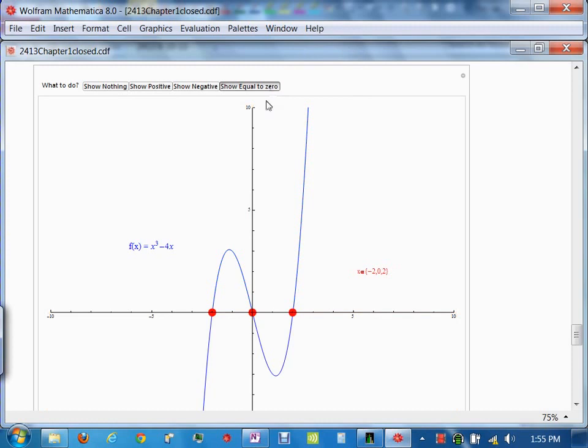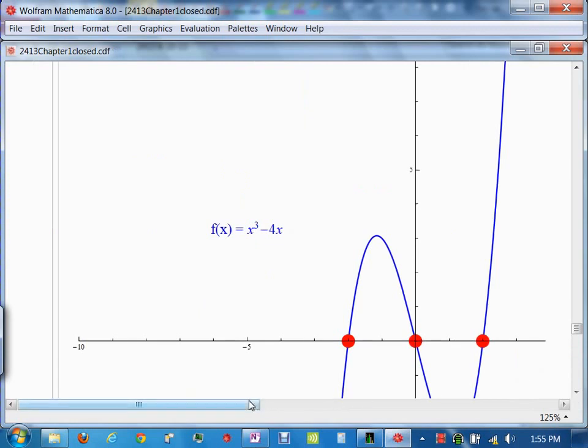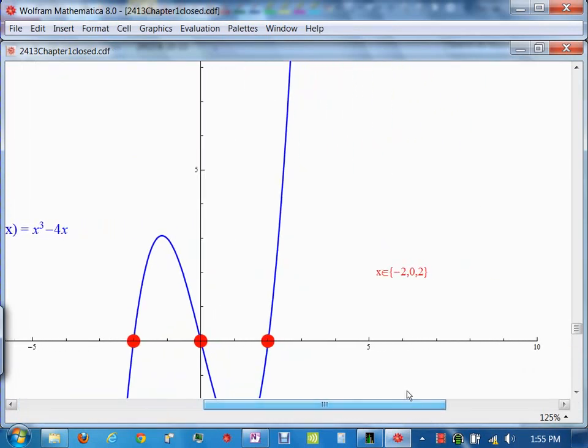Here's where it's equal to 0, at those 3 points. And I'm going to have to blow this up so we can see it. So what I put is x is an element of the brace. The first brace means a set of points, not an interval, a set of points. And the set is -2, 0, 2. Close the brace.